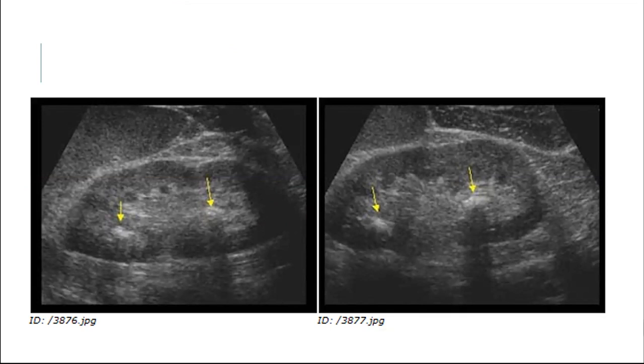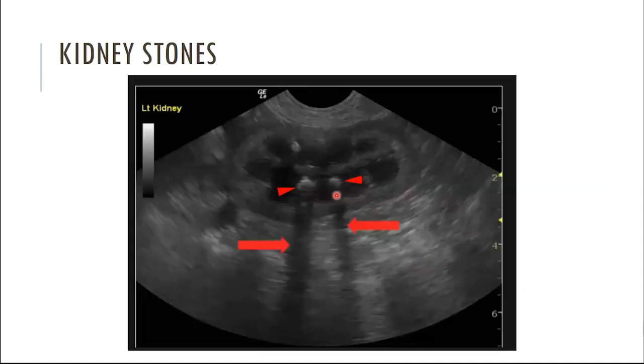Thoughts on this one? They are renal calculi or kidney stones, and you can see they are bright and they've got the shadowing behind them. Here's another one with a really good depiction of the shadows that you would see.